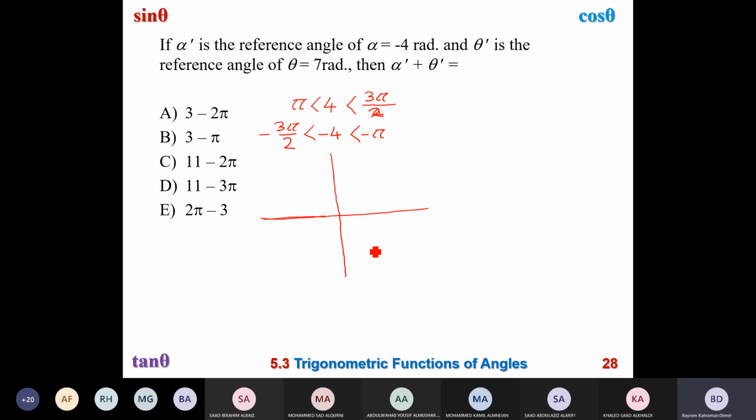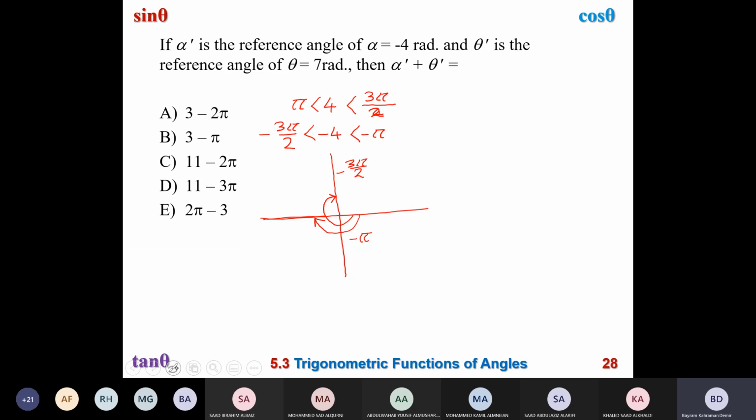Of course, we have the negative. That means we are rotating clockwise, right? So if you are rotating clockwise, this is -pi, like that. You see, -pi. Let me write here. And the other one, this one here, is -3 pi over 2. And -4 is greater than -3 pi over 2, but less than -pi.